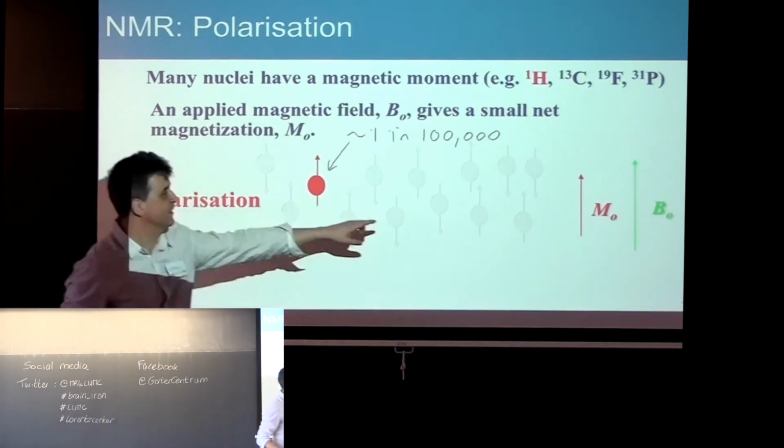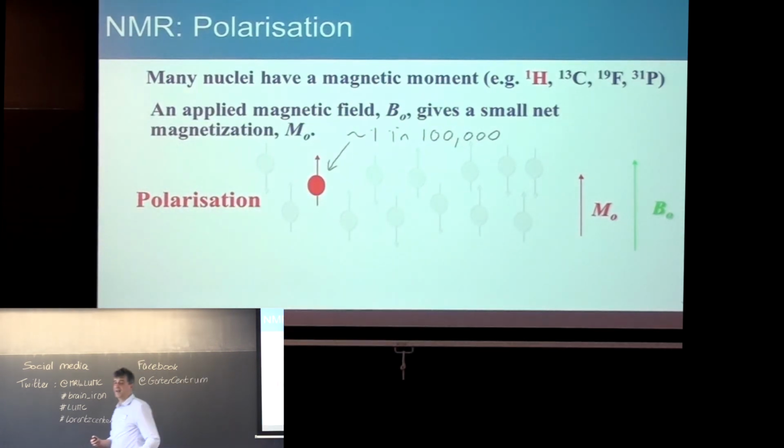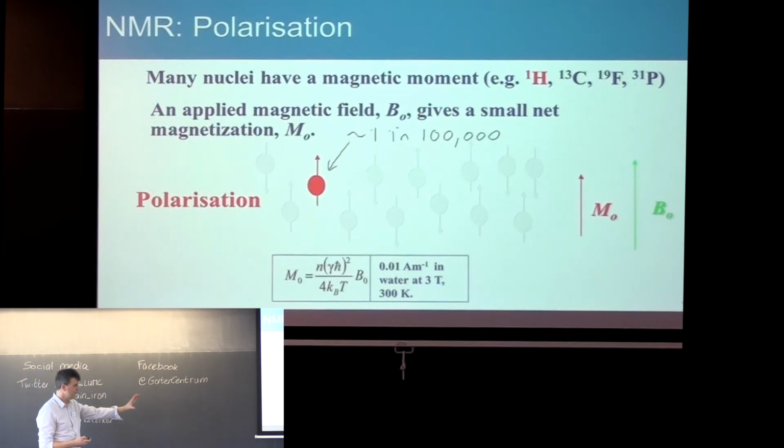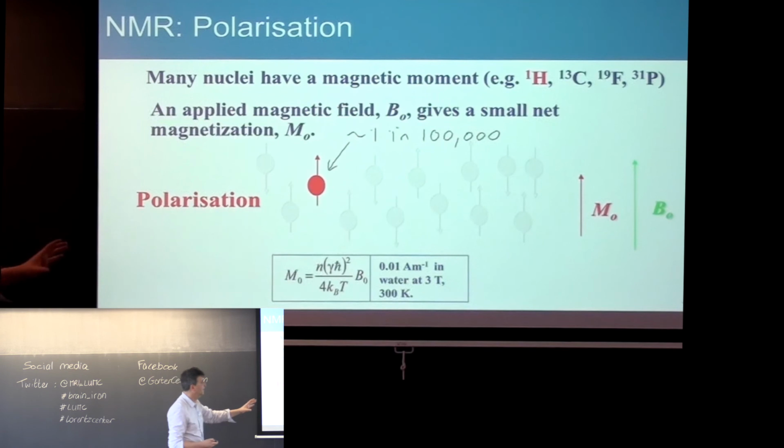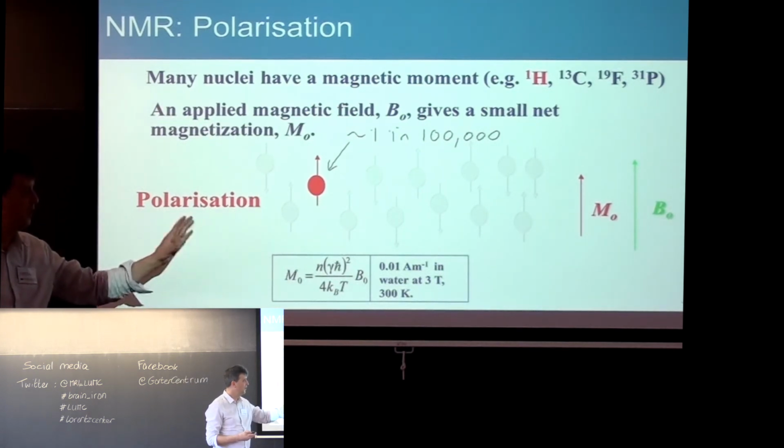So you get a net magnetisation of the sample, which is the net effect of all of the nuclear magnets, cancelling those pointing along with those pointing against the field. So that magnetisation is very, very small. So in water at 3 Tesla, 300 Kelvin, it's about 0.01 amps per metre.